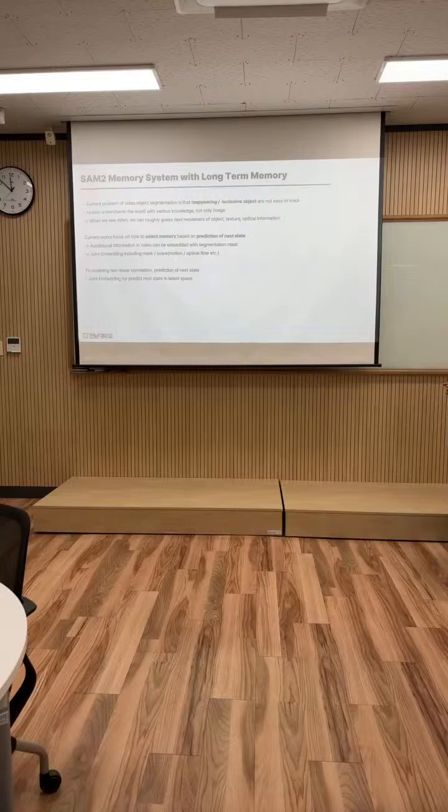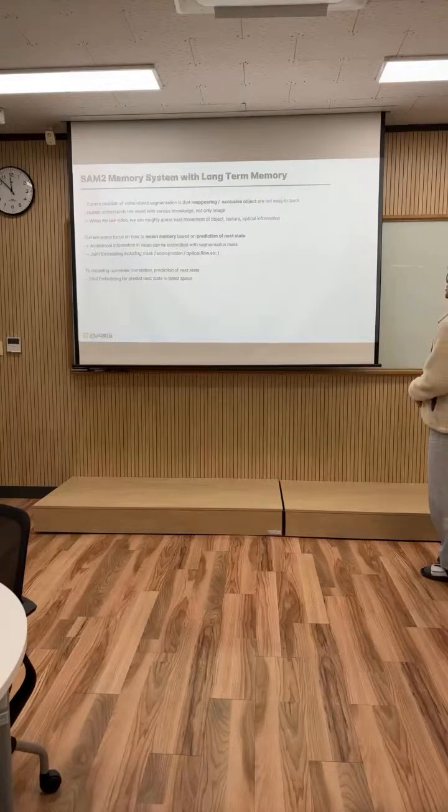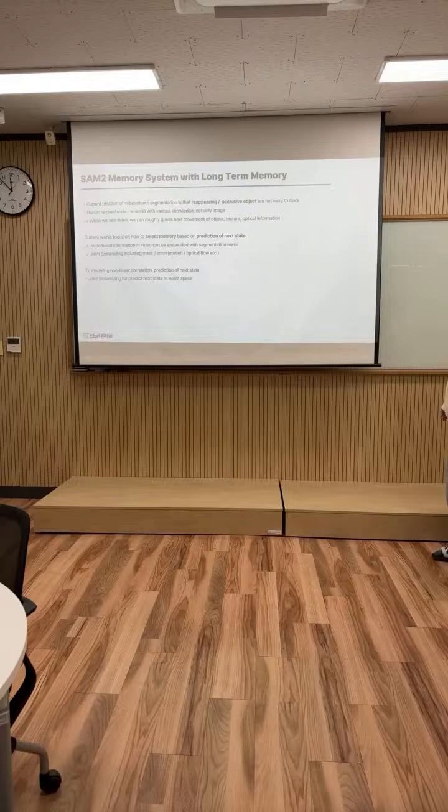As you can see, when we watch a video, we can roughly guess the next movement of the object, or texture, or optical information. If the light is in a different position, we can easily guess from this optical information. But current works didn't consider this too much. They make predictions based on traditional approaches like a Kalman filter, or prediction of many masks, like a memory tree.